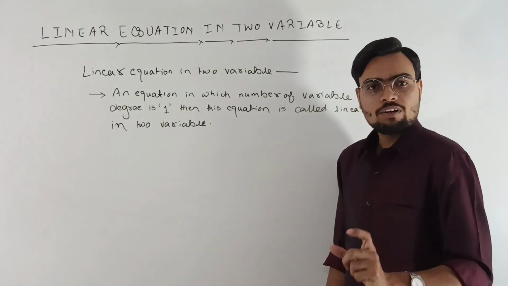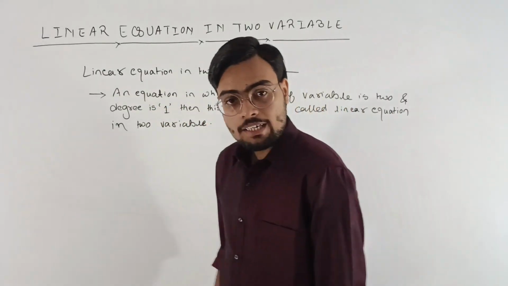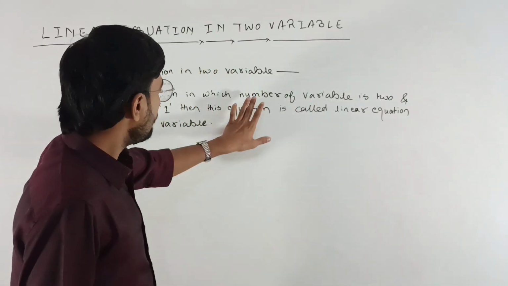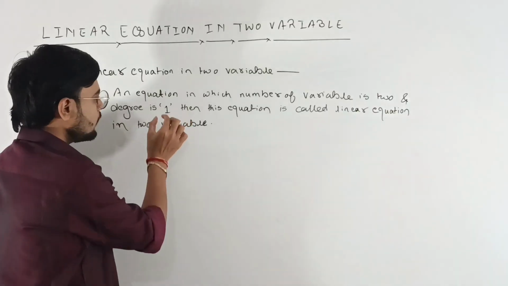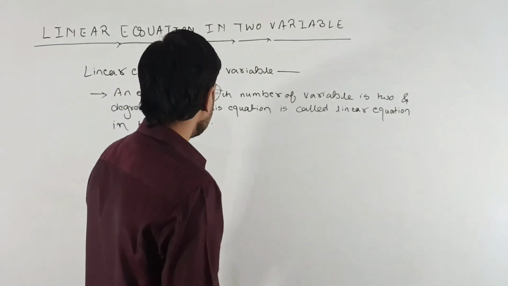Now let's move towards our next topic, that is linear equation in two variables. What is a linear equation in two variables? An equation in which the number of variables is 2 and the degree is 1 is called a linear equation in two variables. Let's see one example.